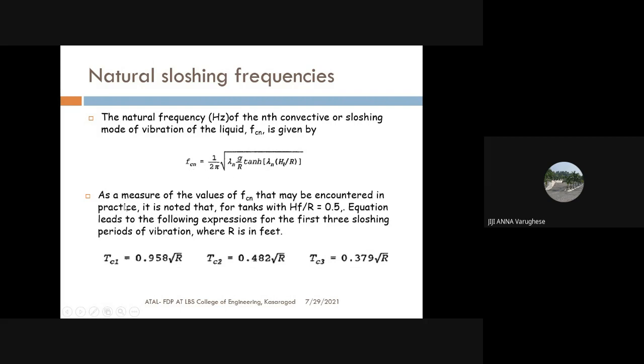But the parameter of importance to us is the time period, which is directly related with the frequency. We can simplify this equation. TC1 for a circular water tank having HF/R equal to 0.5 is given by this equation. This is the second time period equation, and this is the third time period equation. And here R is expressed in feet.